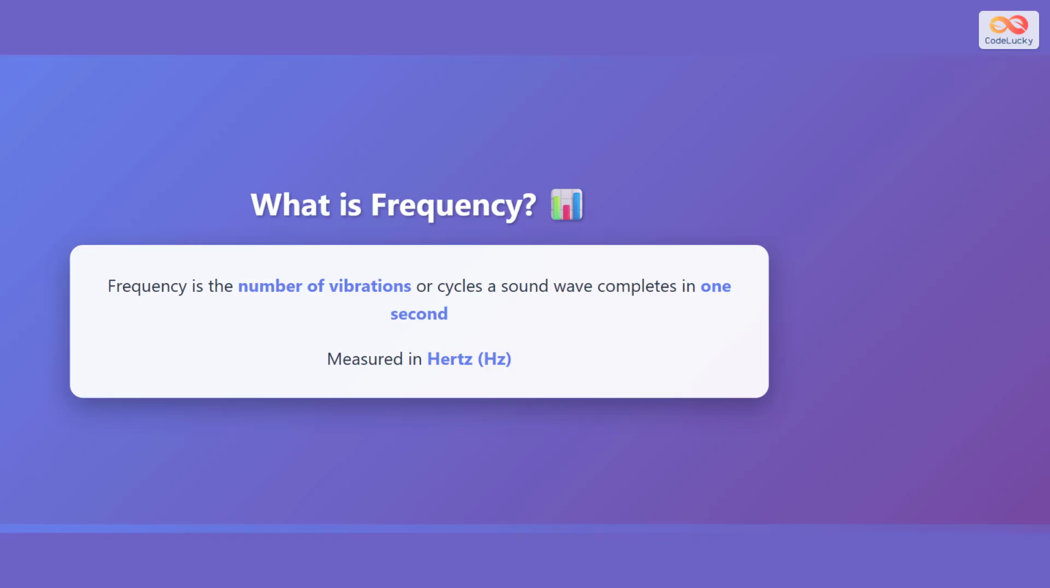So, what is frequency? Frequency is the number of vibrations or cycles a sound wave completes in 1 second. We measure frequency in a unit called Hertz, abbreviated as Hz. For example, if a sound wave vibrates 100 times per second, we say it has a frequency of 100 Hertz. The more vibrations per second, the higher the frequency. The fewer vibrations per second, the lower the frequency.